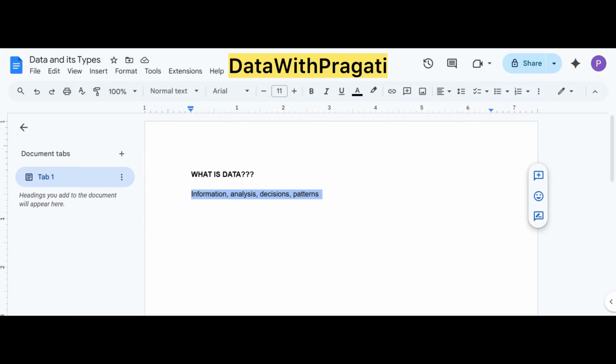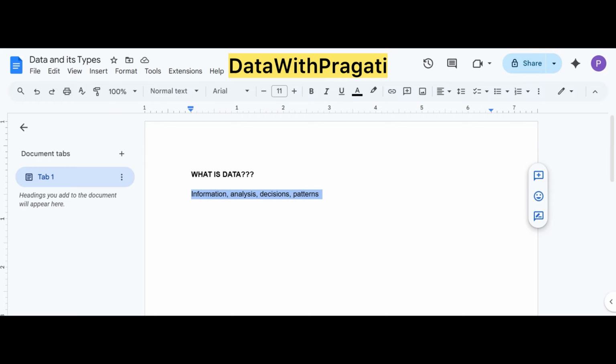Now let's take a real life example. Let's take an example of a company like Swiggy. They collect data like customer orders, delivery time, food preferences. And using this data, they can improve delivery speed, recommend better food options, launch new features. Even in daily life, data is everywhere, like daily temperature, number of people using transport, your screen time.